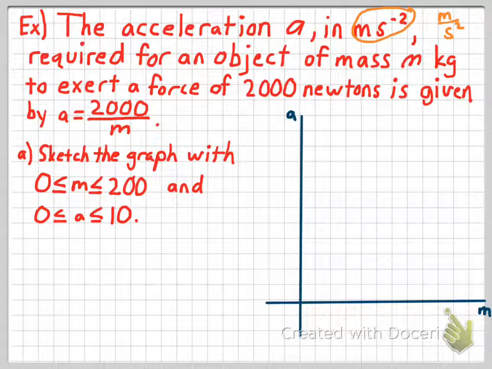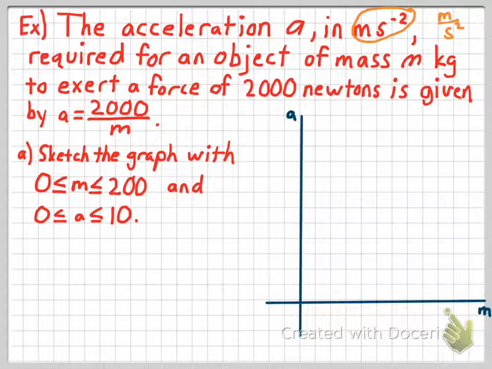All right. The acceleration a in meters per second squared for an object of mass m kilograms to exert a force of 2,000 newtons is given by the function a equals 2,000 divided by m. Okay, so you can calculate the acceleration that would give you a force of 2,000 newtons based on the mass of an object that would be providing that force.